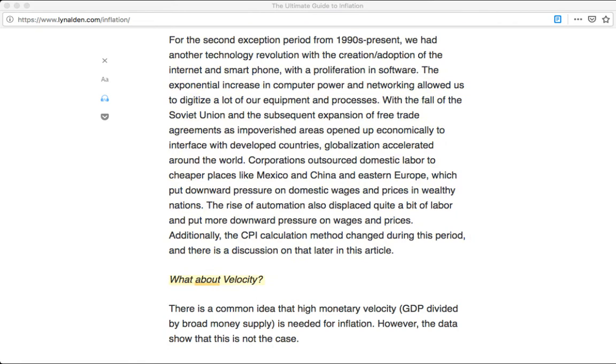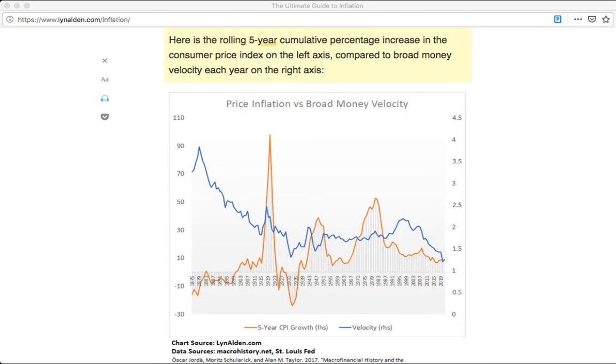What about velocity? There is a common idea that high monetary velocity, GDP divided by broad money supply, is needed for inflation. However, the data show that this is not the case. Here is the rolling 5-year cumulative percentage increase in the Consumer Price Index on the left axis, compared to broad money velocity each year on the right axis.